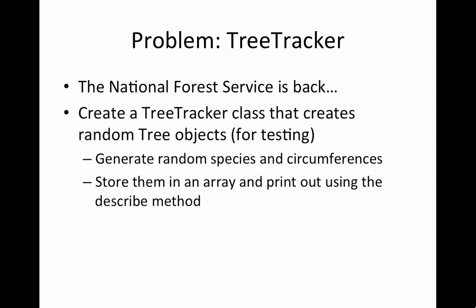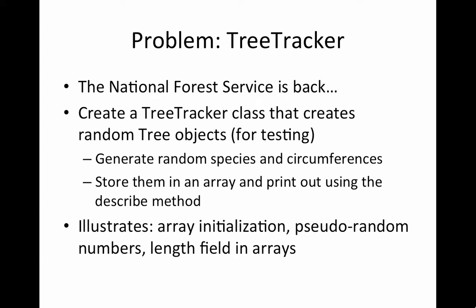Now, after we have created our trees, we want to store them in an array and print out the information using the describe method. You probably have noticed that I did not mention the serial number being created randomly. For that, we can use any number we want. For example, if we are creating the trees in a for loop, we can use the index variable of the for loop, the control variable of the loop, as the serial number for every tree that we create. This is up to you. You can implement it in any way you want.